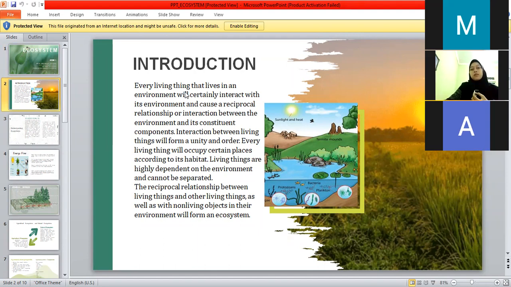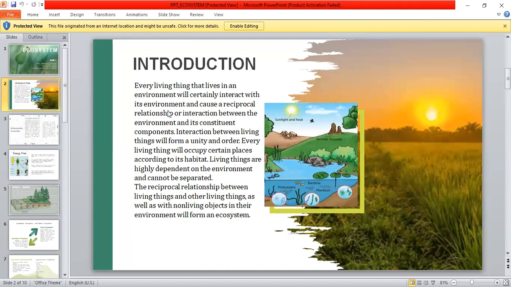Every living thing that lives in an environment will certainly interact with its environment and cause a reciprocal relationship between the environment and its components. Interaction between living things will form a unity and order. Every living thing will occupy a certain place according to its habitat. Living things are highly dependent on the environment and cannot be separated. The reciprocal relationship between living things and other living things, as well as with non-living objects in their environment, will form an ecosystem.